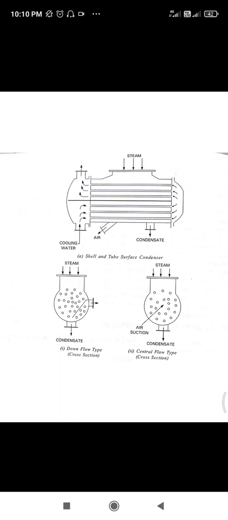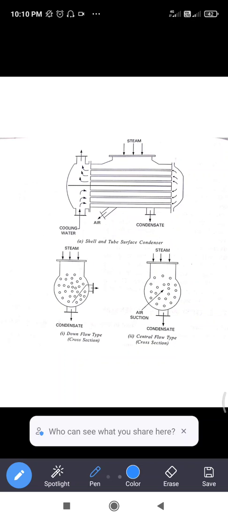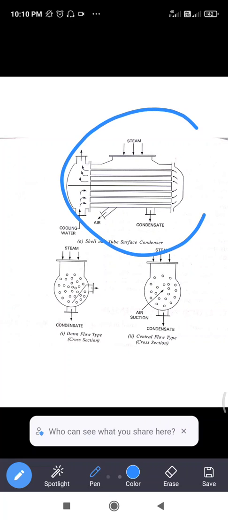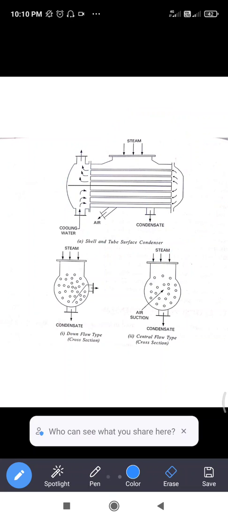Now you can see on my screen there is a shell and tube surface condenser. It consists of steam, air and cooling water, and a condensate outlet. It consists of a large number of tubes through which cooling water flows.